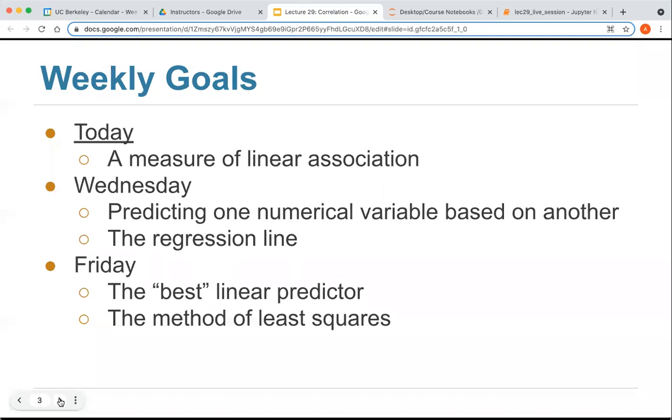And then on Wednesday, we will use it to start predicting one numerical variable based on another. There is a very famous method of statistics and data science called regression that is used for this. And I do believe that if you look at all data science methods used in industry, research, just across all disciplines, this is probably the most common. And then on Friday, we'll start talking about in what sense this is the best thing to do.